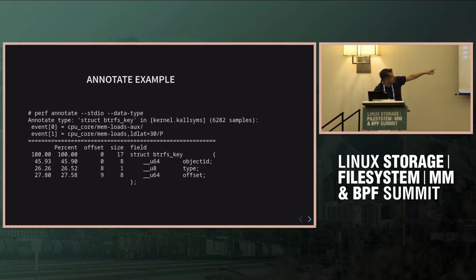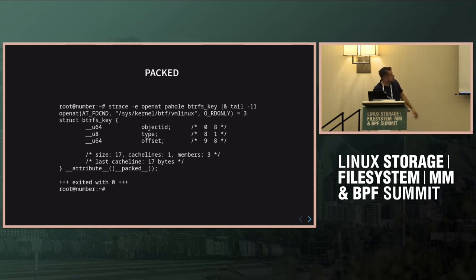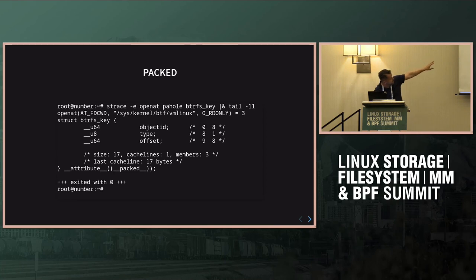And here you see that the access for that U64 is on offset 9, which shouldn't be because the alignment says that it should be on a multiple of 8. So if you use pahole to show the BTRFS key from the current kernel BTF information, it opens that sys/kernel/btf/vmlinux, you see that it's packed. BTF doesn't have information about if something is packed, but the BTF loader in pahole derives that from the placement of a U64 on a non-naturally aligned place, which is 9.